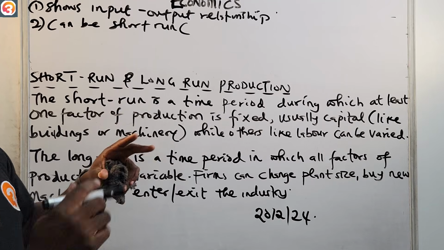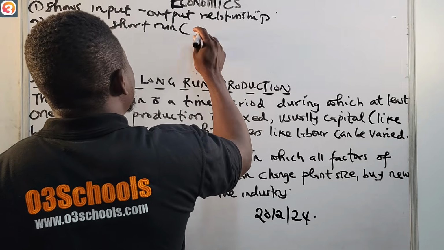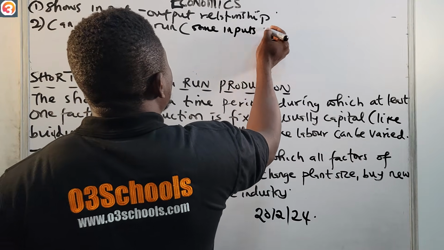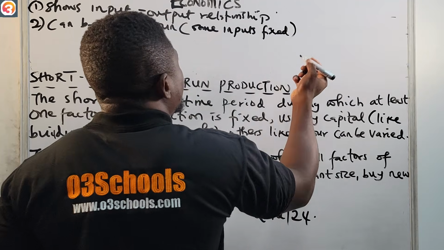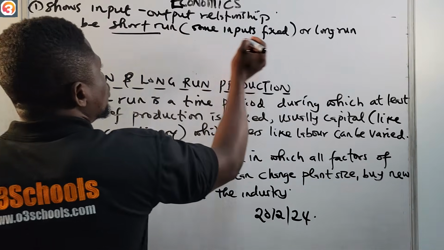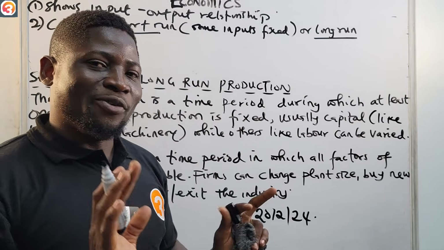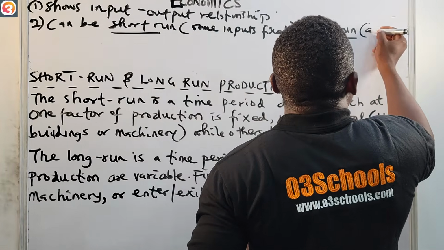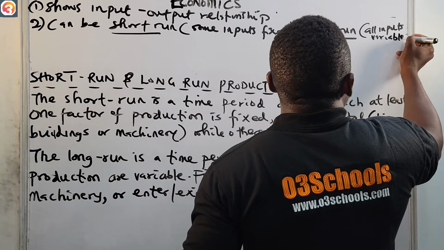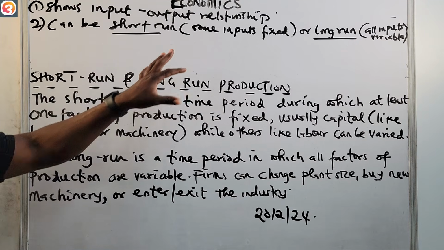Okay, so let us see. It can be short run, with some inputs fixed, or long run. It can either be short run or long run. In the long run, all inputs are variable. We'll get to it very soon. So that is another key characteristic of the production function.